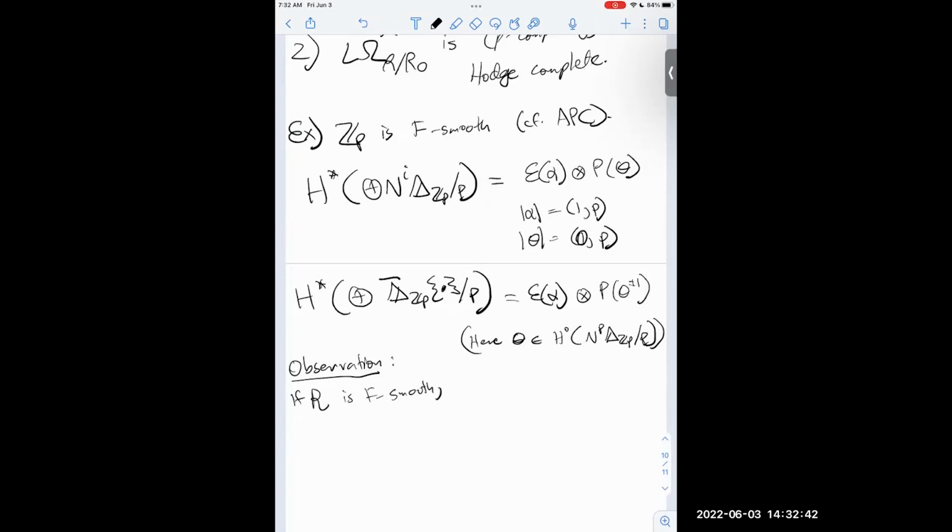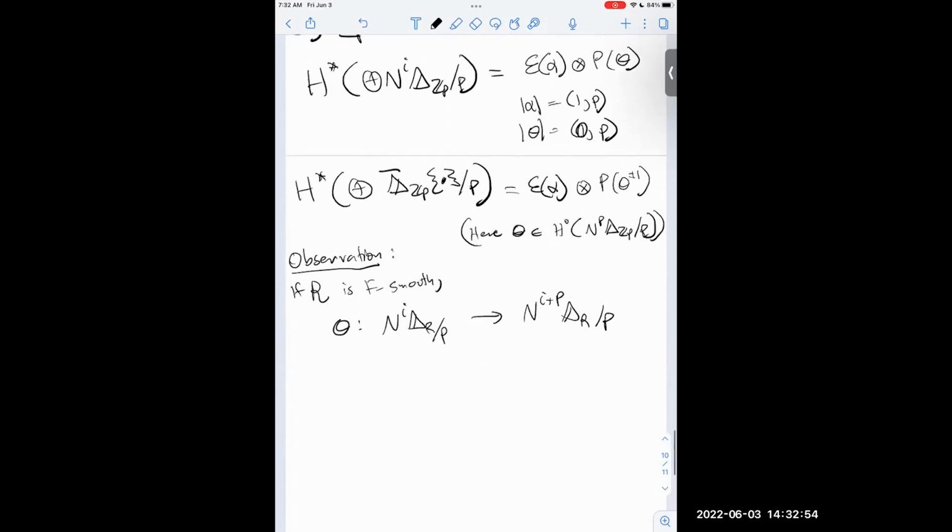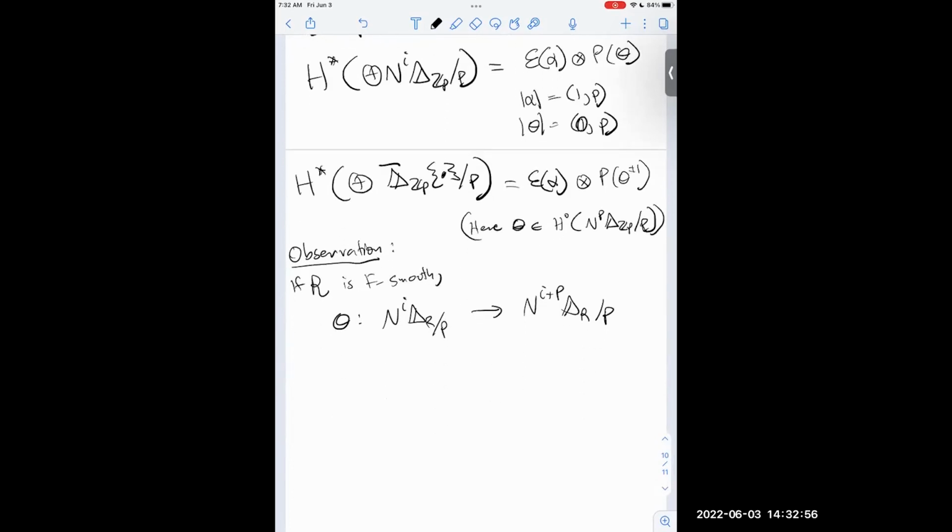So if R is F smooth, then multiplication by theta, which goes from the ith stage of the prismatic complex of R mod p to the I plus p stage of the prismatic complex of R mod p, the statement is that this map has fiber with Tor amplitude in degrees at least I plus 1. So in particular, as I gets larger and larger, these sort of stabilize.